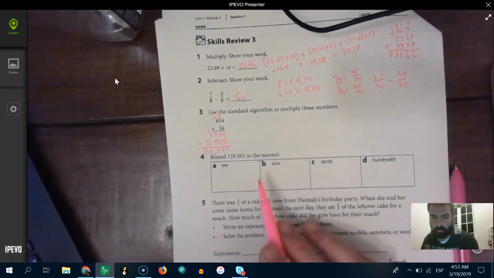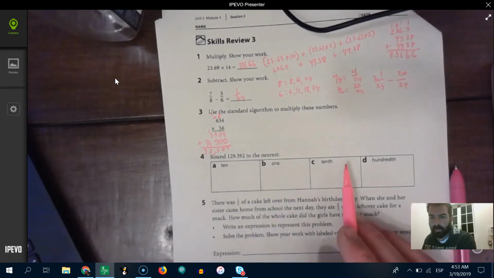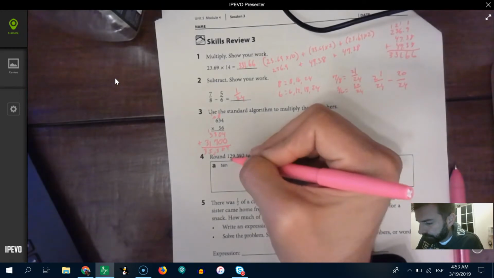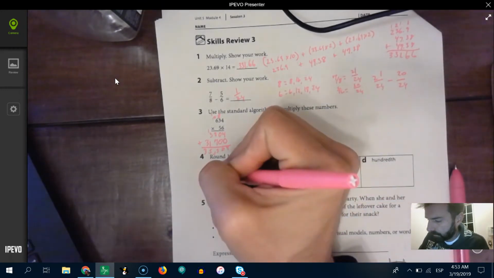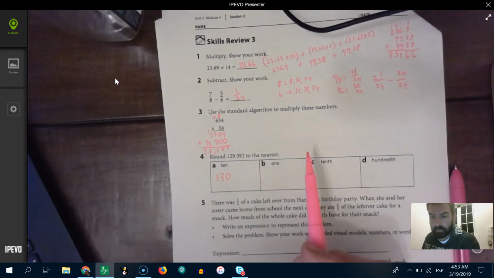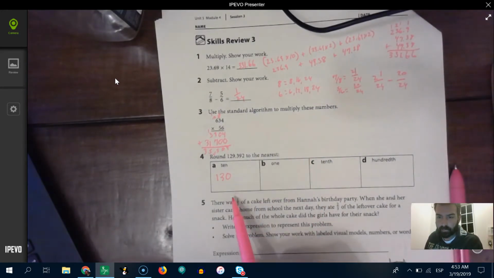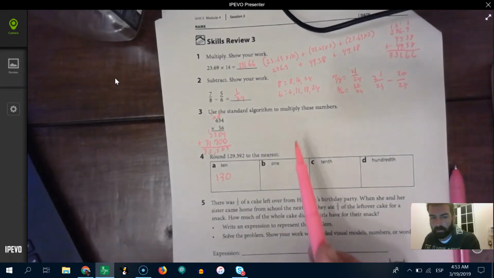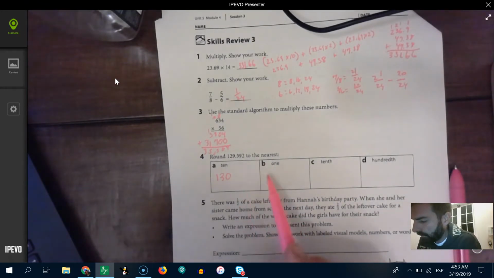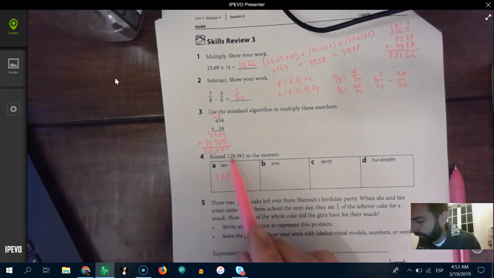Okay, so we're going to look at this number, 129.392, and we're going to round it to the nearest 10, 1, 10th, and 100th. So if I look at the 10s, I see the 9 right next door, so this is going to be 130. So you're going to change everything else to zeros. So you're just rounding to that place value, and then the rest of it goes away, I guess, for the time being.